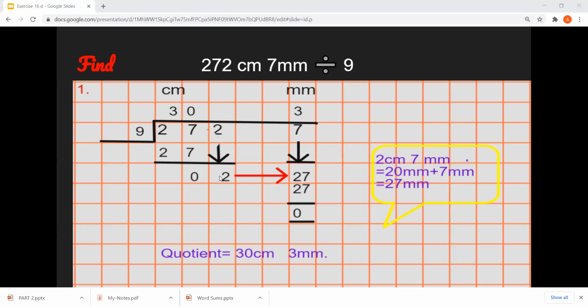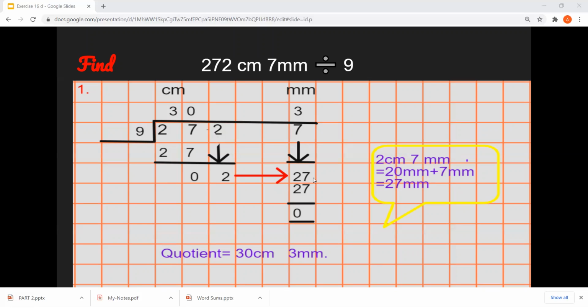When we carry it down, we have 2 centimeter. And now the next number is 7 millimeter. Students, we can't write the centimeter and millimeters together. We have to convert the centimeters into millimeters. We know that in 1 centimeter there are 10 millimeters. So 2 centimeters are equal to 20 millimeters. 20 millimeters plus 7 millimeters, now we have a total of 27 millimeters.